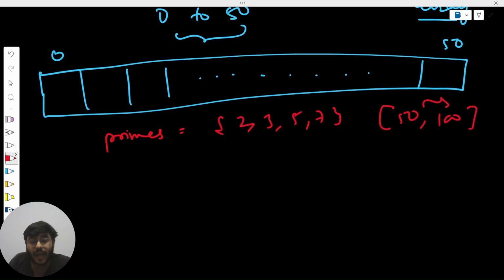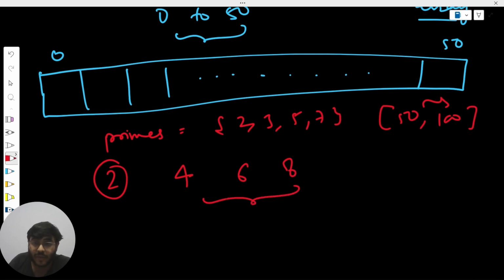ओके, सबसे पहले लेट्स से हम 2 को लेते हैं. नाउ वेयर शुड वी स्टार्ट? हम क्या कर सकते हैं, या तो 4 को मार्क करें, 6 को मार्क करें, 8 को मार्क करें, पर ये सब तो एरे में है ही नहीं. They are not in the array, right? What we have done, we have translated these things to an array, right? The 0th index basically represents number 50. It does not represent the number 2 or 4.